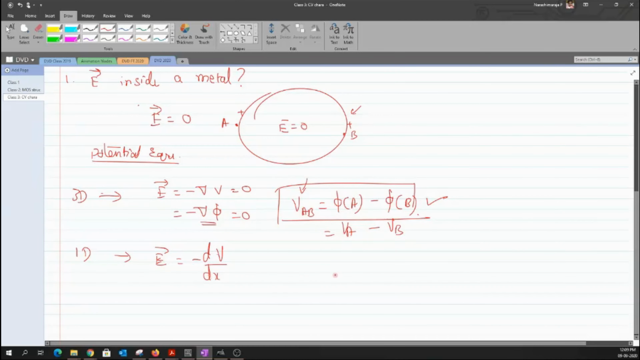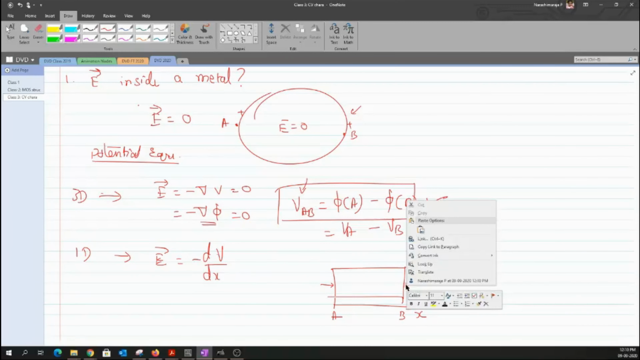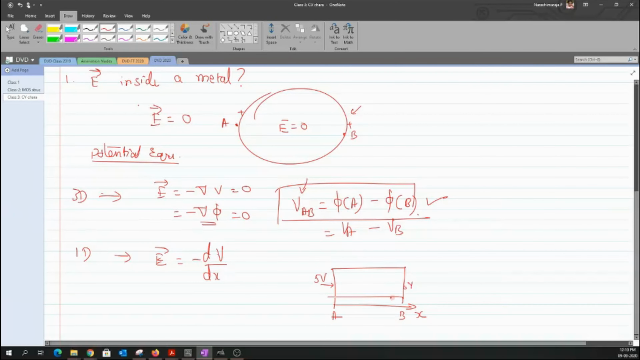In this case, I'm just going to assume that there is a metal with respect to the x variable. This is my A and this is my B, and whatever potential I have here, the same potential has to appear here. Say for example, I have 5 volt here, the same 5 volt would be available here, so that the potential difference between these 2 points would be equal to 0, and that is what we mean by the electric field being equal to 0. So in a way, there is no potential drop across the metal.